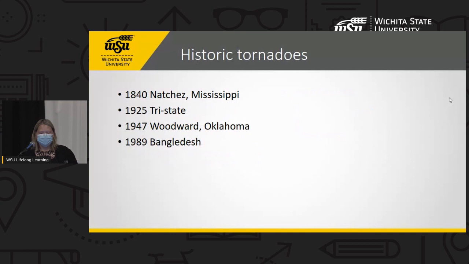Okay, so now we're going to look at four historic tornadoes. Most of the tornadoes that occur in the world are in the United States, North America. However, they can occur in other areas of the world, and we're going to take a look at the most devastating tornado that ever occurred, which was in Bangladesh.